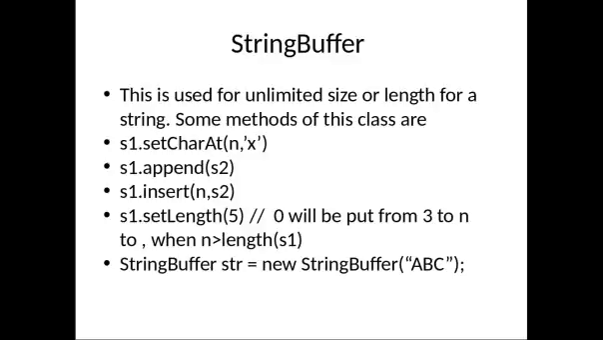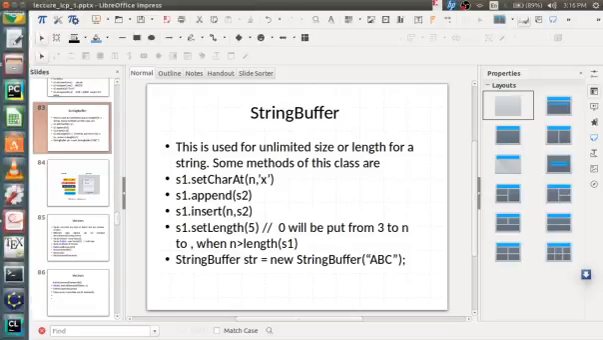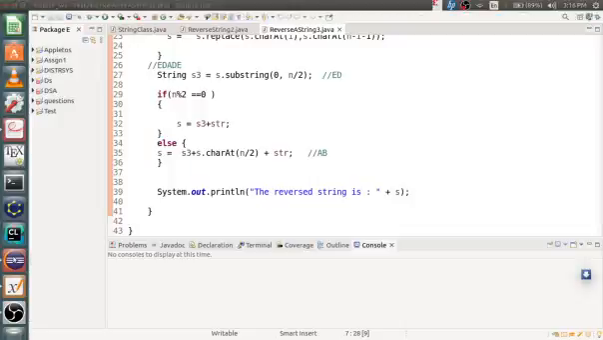Now how do you declare it? You call the StringBuffer class, then str or s1, that is the reference name, is equal to the new keyword, then StringBuffer. Inside the parentheses I will put a string. So let us try to see whether we can do the program using these methods. Okay, let us go to the IDE.